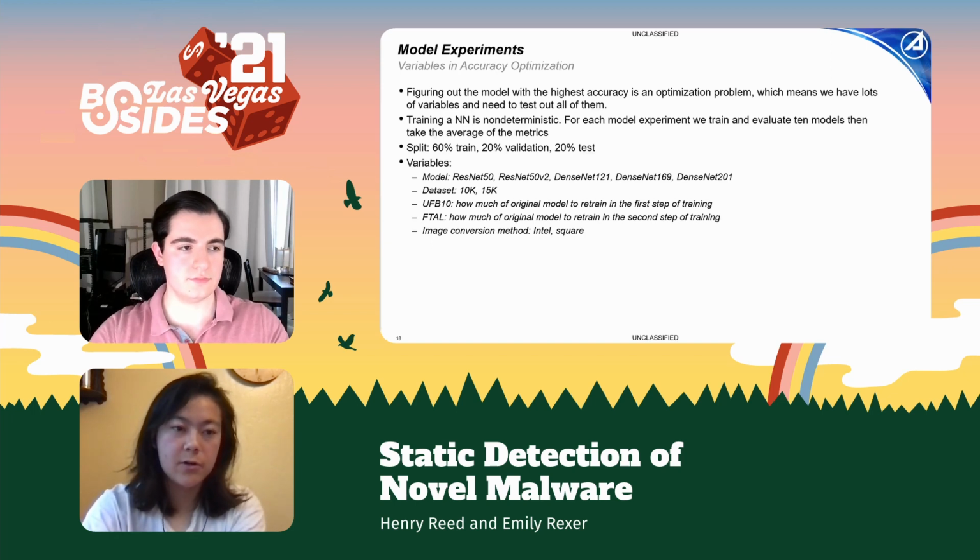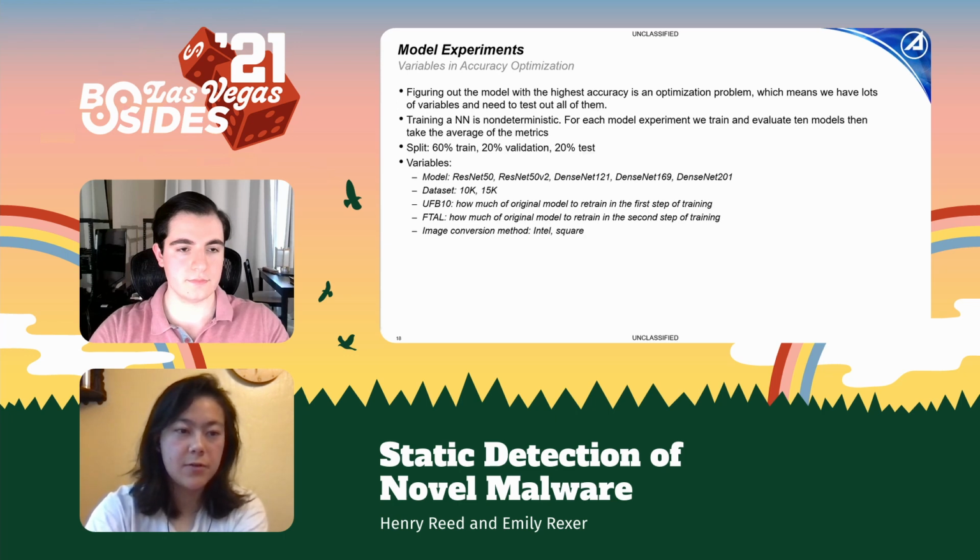For model, we're transfer learning with 2 ResNets and 3 DenseNets, and the primary difference between ResNets and DenseNets is that DenseNets are more interconnected between the different layers. In terms of data set, Henry already mentioned this, we have a 10K and a 15K data set just to see if adding extra data helps.